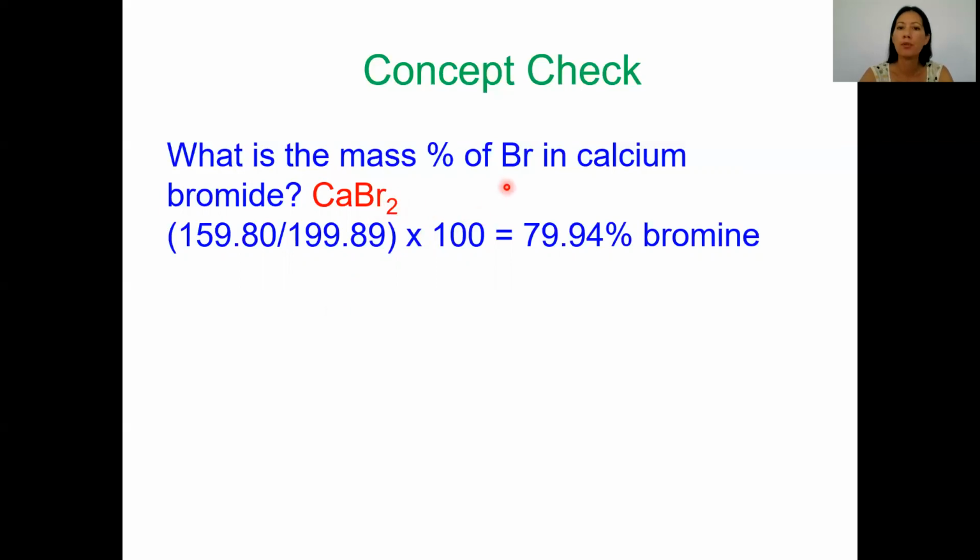And then to get the mass percent of bromine, just 2 times the mass of bromine, which is 79.90, that gives me 159.80, divided by the total mass of calcium bromide, times 100 gives you 79.94. So quite a bit of the mass of calcium bromide is bromine, just because bromine is quite a bit heavier than calcium, and you have 2 of them.